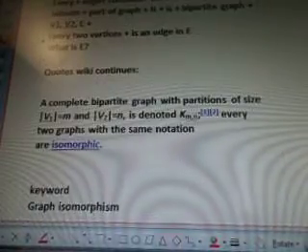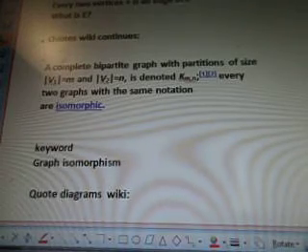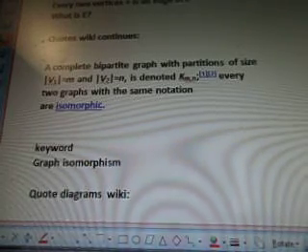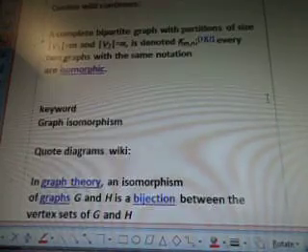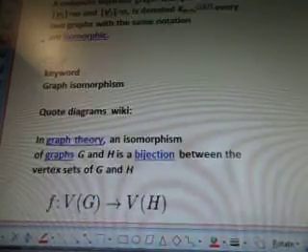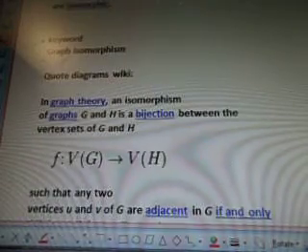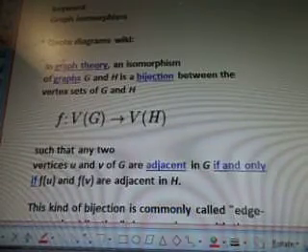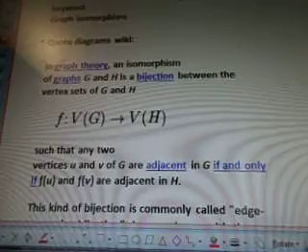Quotes from wiki continue. A complete bipartite graph with partitions of size V1 equals M and V2 equals N is denoted KMN. Every two graphs with the same notation are isomorphic. Keyword: graph isomorphism. Quotes and diagrams are from wiki. In graph theory, an isomorphism of graphs G and H is a bijection between the vertex sets of G and H. So to me, that's the vacuum area.